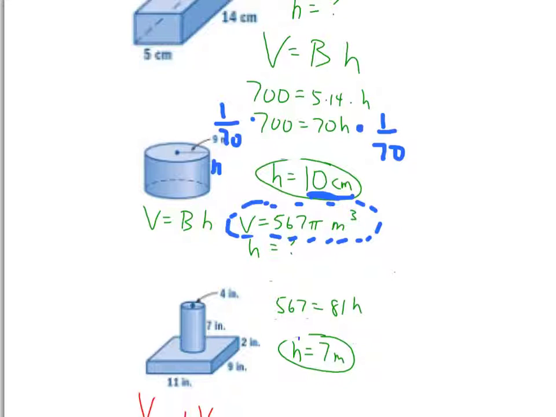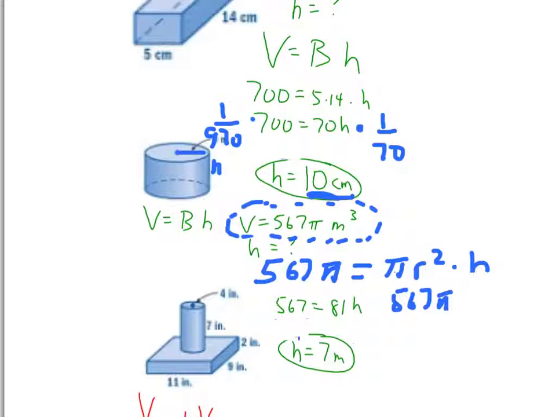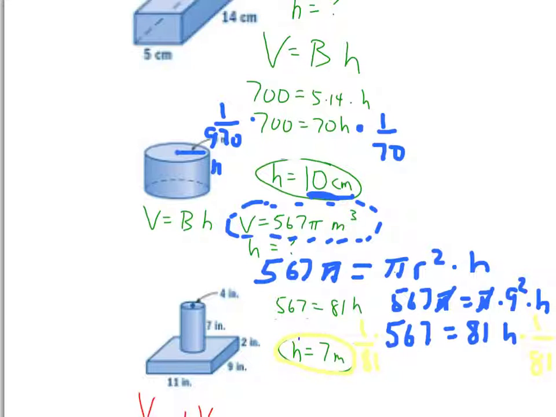If I'm given my volume as 567 pi cubic feet, I set that equal to the base times the height. Well, the base is a circle, so it's pi r squared, and then times the height. Now remember, I was given the radius up here, which is 9. So I'm going to say 567 pi equals pi times 9 squared times h. I can cross off the pi's since it's on both sides, and I get 567 equals 81h. I'm going to multiply both sides by 1 over 81, and that does go evenly into 567, so you can see I got h equals 7 meters.